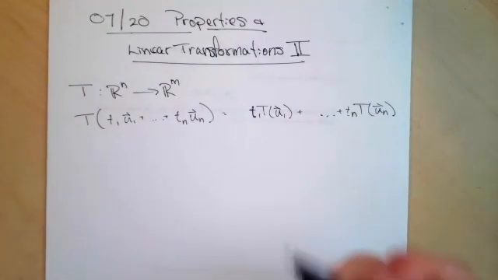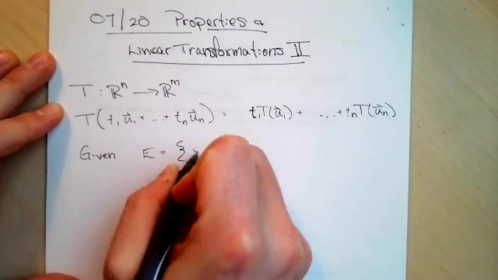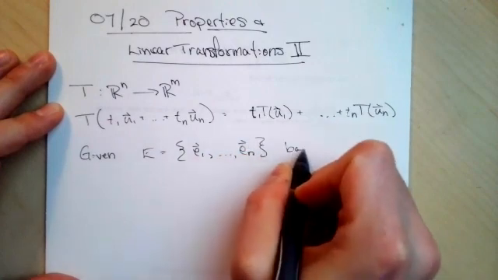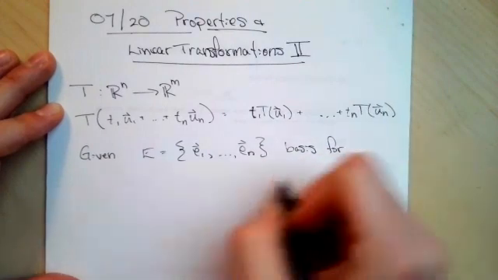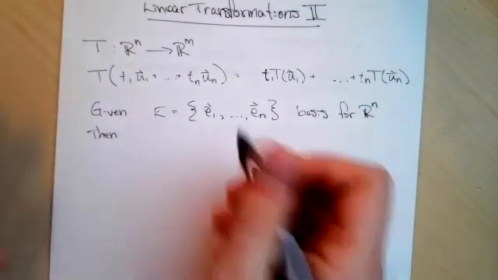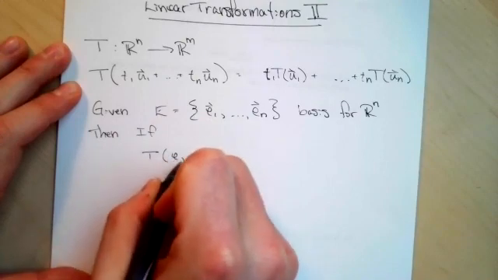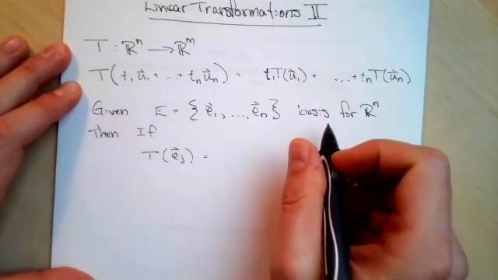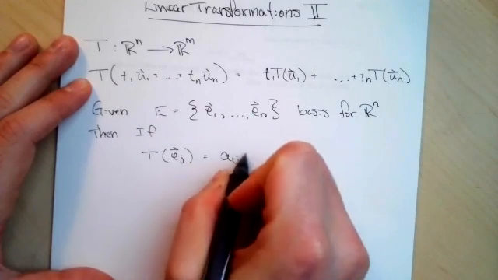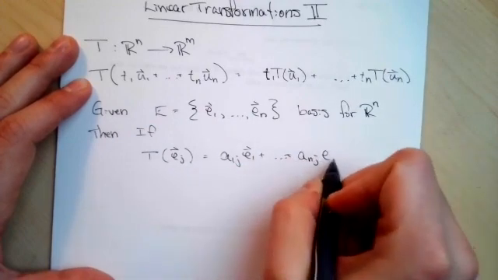And yesterday we realized if we are given a basis, then with respect to this basis, if we know how the linear transformation acts, namely if T of Ej is equal to, we'll use the letter A, A1j E1 plus and so on up to Amj Em.